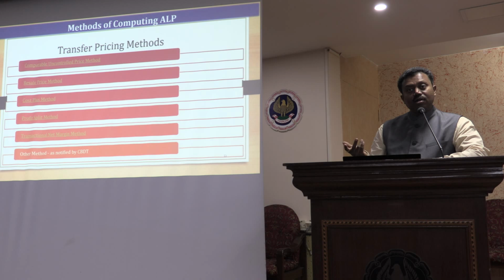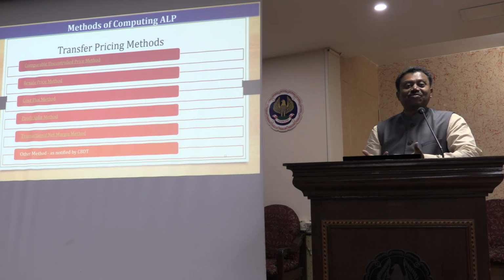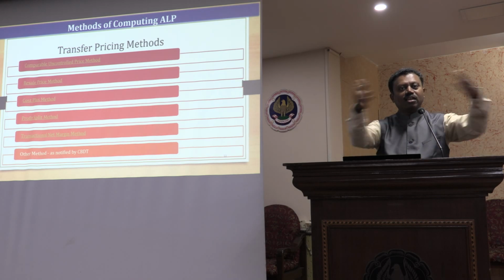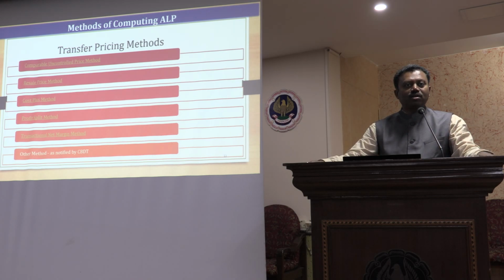So how do we do it? As I told you, there are countless kinds of transactions that are happening across the world and in India, right? How will we obviously take one transaction, compare both, and let me know whether it is an arm's length? Not that easy.